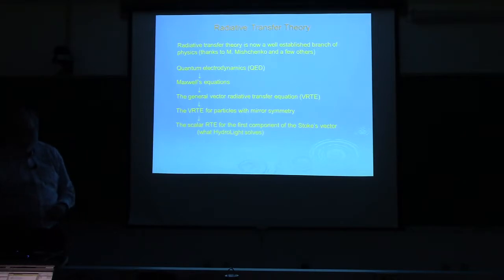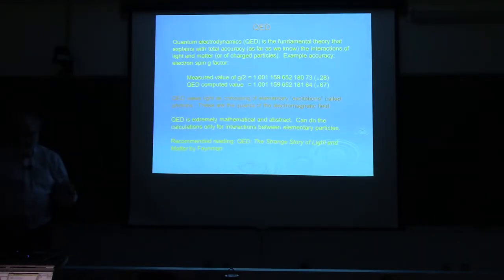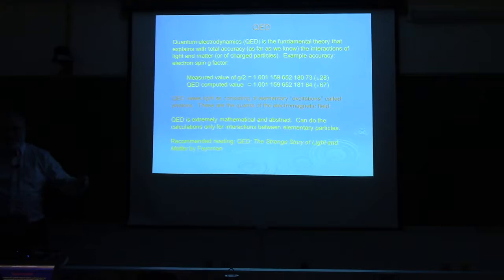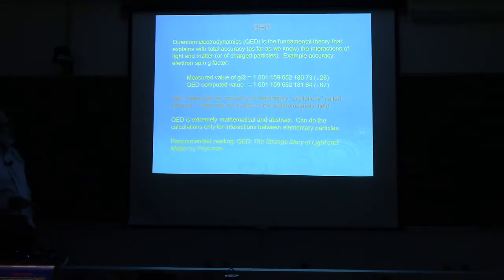To start with, there's this physical theory called quantum electrodynamics, which is the very fundamental theory of how light interacts with matter, or how charged particles interact. If you want to scatter one electron off of another one, you do that with QED. As far as we know, it's an exact theory that actually does explain how the world works with no approximations or simplifications. It's extremely accurate, extremely mathematical, and extremely abstract.